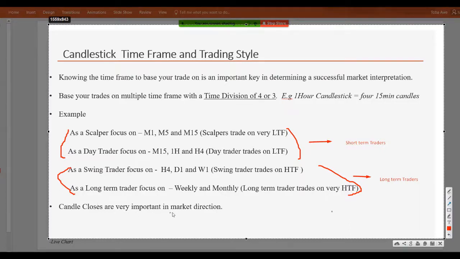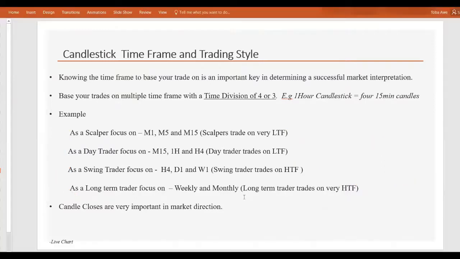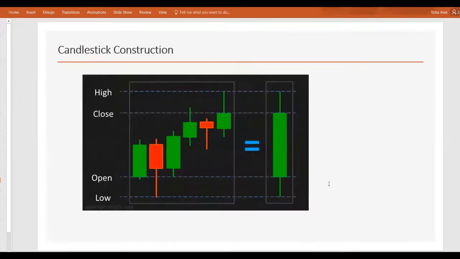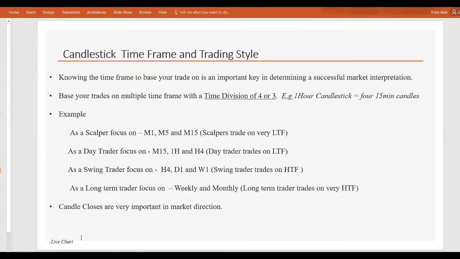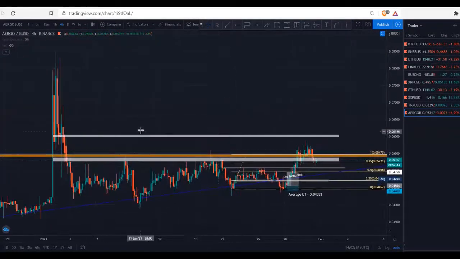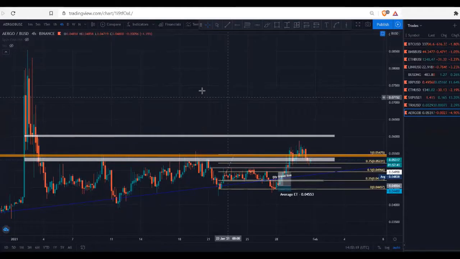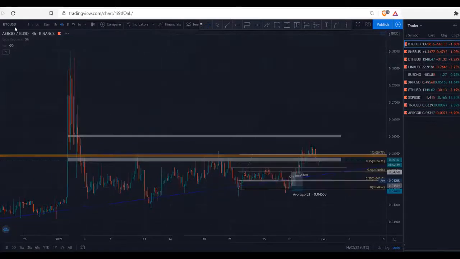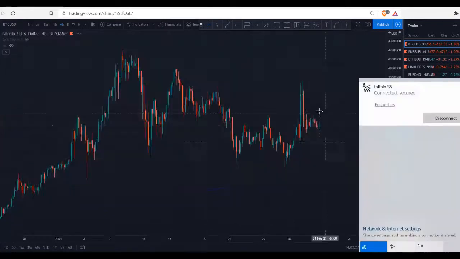Candle closes are very important in market direction. Remember, we talked about candlestick, the open price, the close price, the low price, and the high price. So candle closes are very, very important to decipher the market's direction. So let's quickly look at the charts to explain these different time frames before we talk about candle construction. Let's go to our charts.